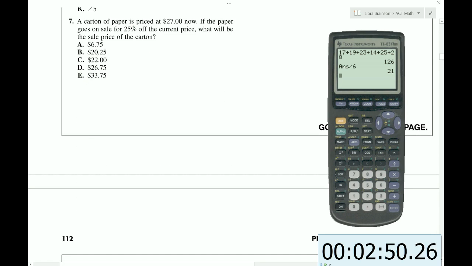A carton of paper is priced at $27 now. If the paper goes on sale for 25% off, what will be the price? So 25% off is really 75% on, which corresponds to a multiplier of 0.75. So we take the current price, multiply it by the multiplier, that'll give us the final price. So 27 times 0.75 is $20.25.